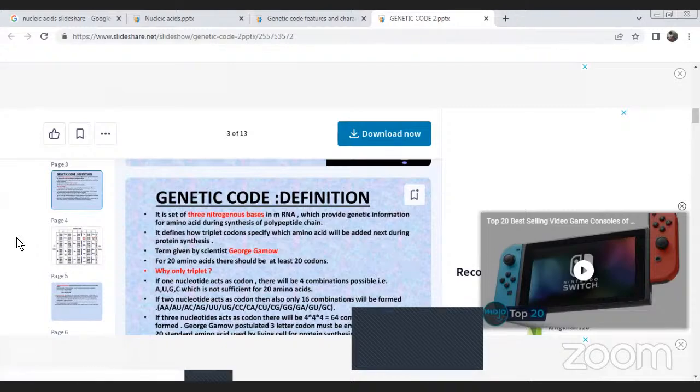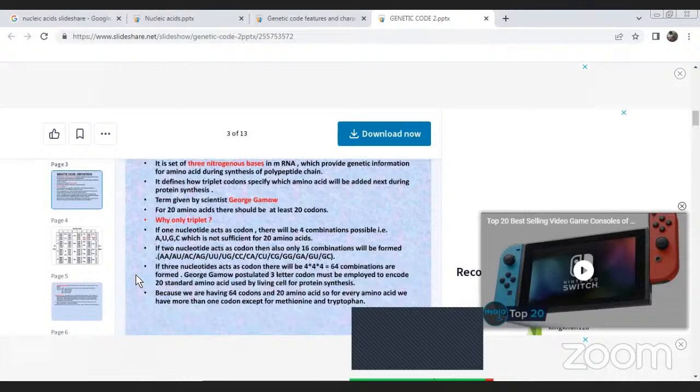Actually, how many amino acids are there? There are 20 amino acids, so there must be at least 20 codons. Each amino acid is given a triplet. Some amino acids have only a single codon, while some have more than three codons.